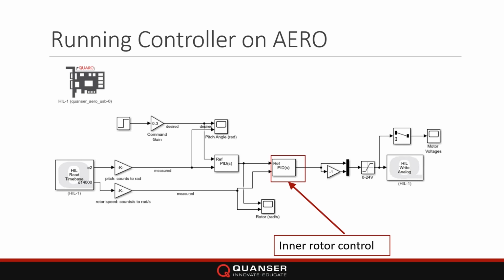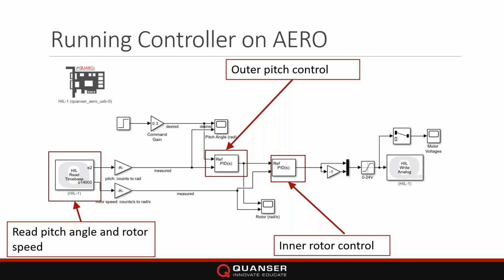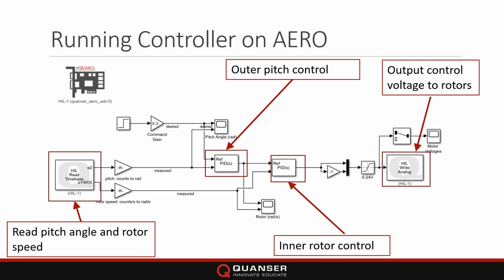So the controller, as you can see, the Simulink model that we're using to implement this cascade controller is very similar to the simulation one. So we have the inner rotor control, the PI controller. We have the pitch controller there. So again, we have the PID controller on the outer loop. We're reading the pitch angle and the rotor speed from the Hil Read Timebase, and we're applying the voltage to the rotor using Hil Write Analog. So these are using the QUARC target blocks.